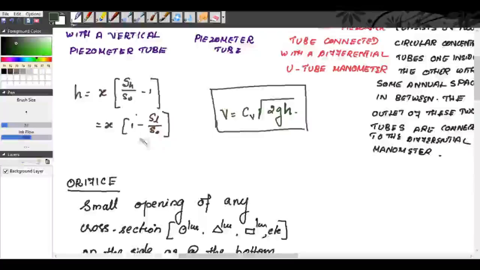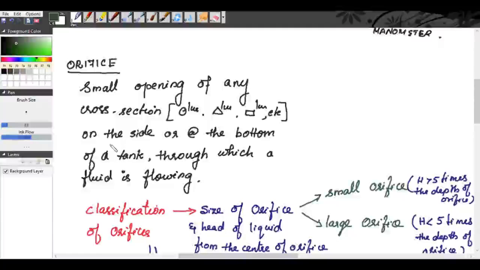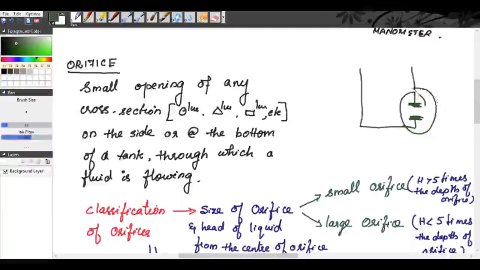Now, we are going to study the next topic, that is the orifice. This is not a measuring device, but a part of your tank. You may have a tank where the water is flowing, and there will be a small opening in the tank. This opening is called an orifice, and with the help of the properties of this opening, you will be able to determine the velocity and the discharge.